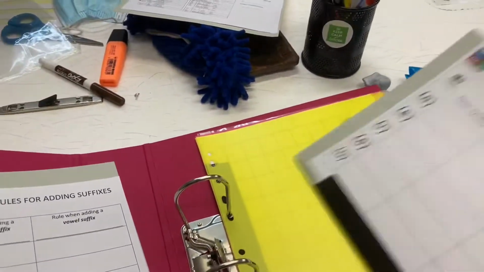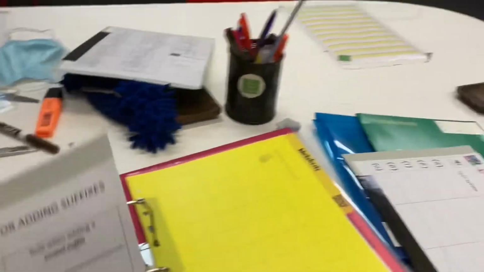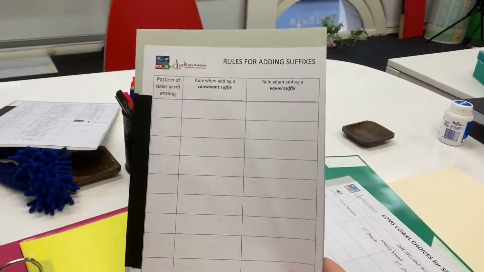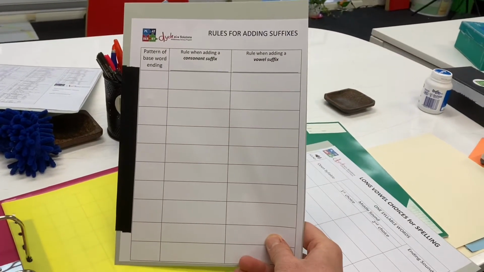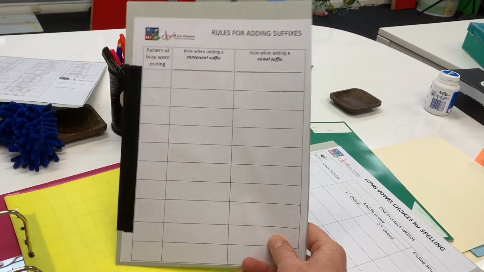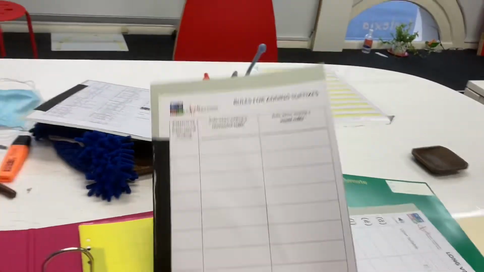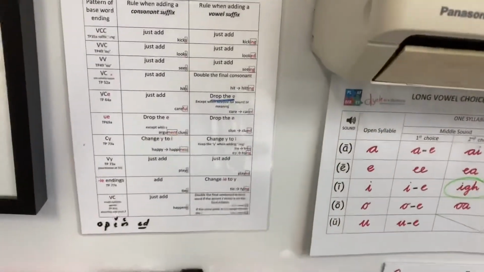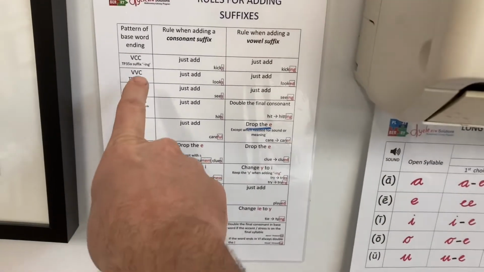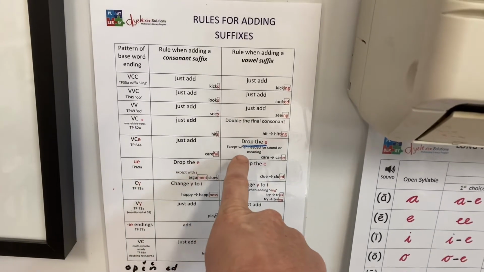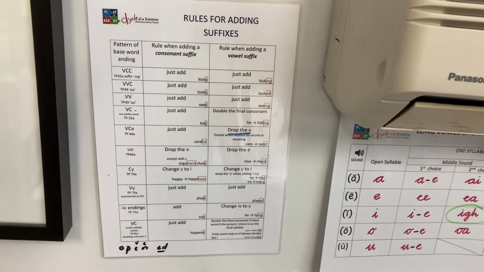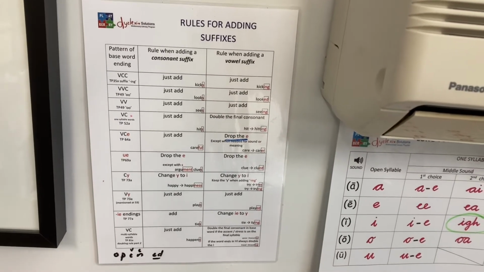So that goes up the front. The other really important thing that kicks in when we teach them suffix ing is this chart called the rules for adding suffixes chart. And a bit like the long vowel chart, that will build up. That'll end up looking like this over here, with the different ending patterns of base words and the rules about what we do when we're adding usually vowel suffixes to those different ending patterns.